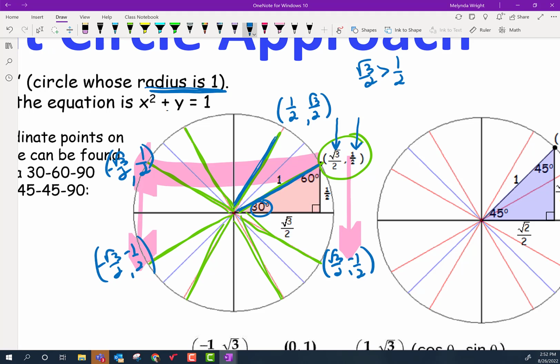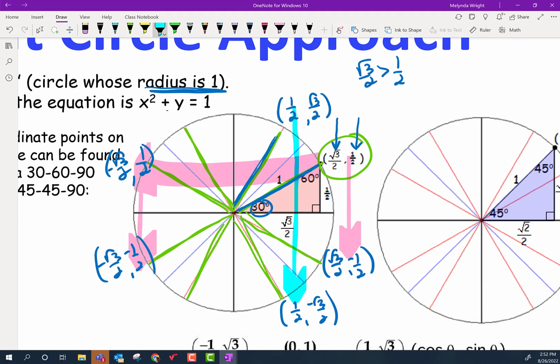So it's just a pattern. Once you know the first quadrant, you can just reflect. Let's take care of this one. So let's look at this one up here. Let's reflect this one down here. Okay, let's reflect it down. So this is 1/2, root 3 over 2. And we decided that y is negative, so the root 3 over 2 would be negative.